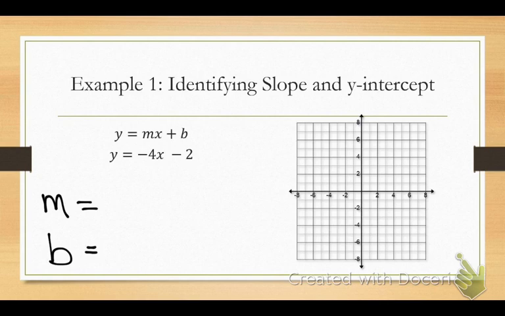So I look at the equation, and what number has been substituted into the equation for m? -4. So I'm just pulling it out. M equals -4. And what number has been substituted into the equation for b? -2. So that's all we need to recognize in order to graph the equation. No table, no ordered pairs, that's all we need. So go ahead and set up a graph, and we're going to graph this equation. All you need to know is what is m and what is b.